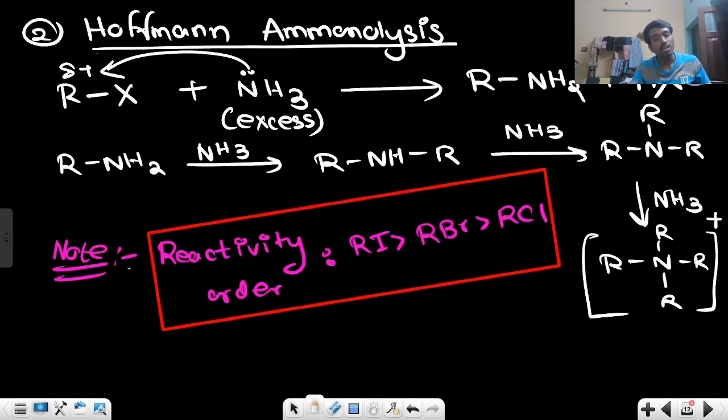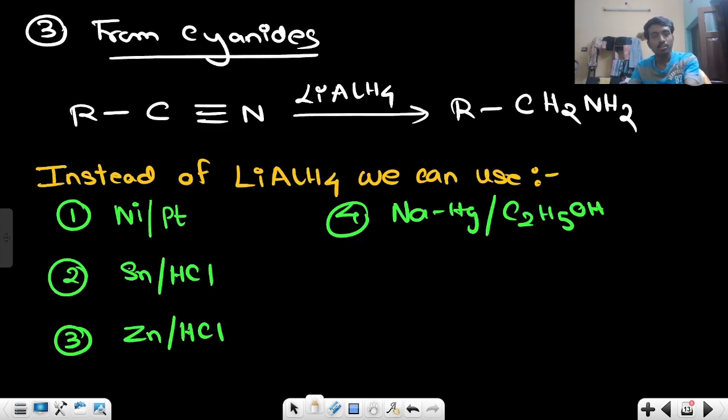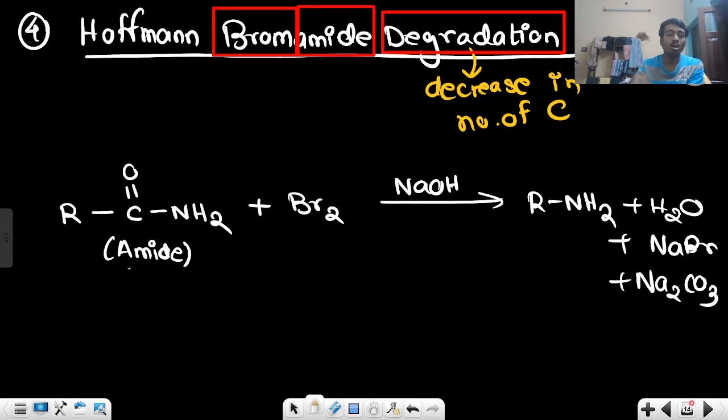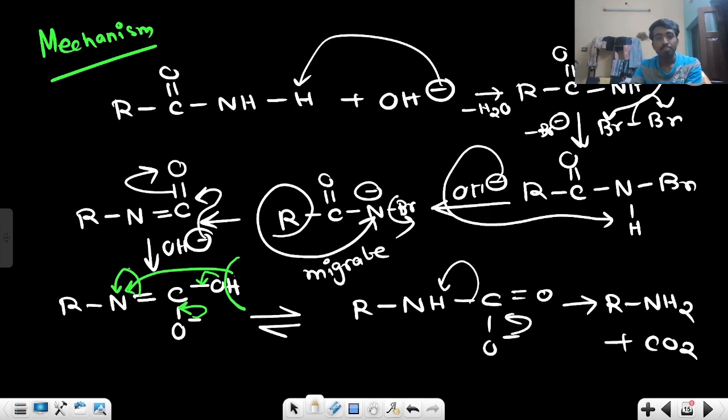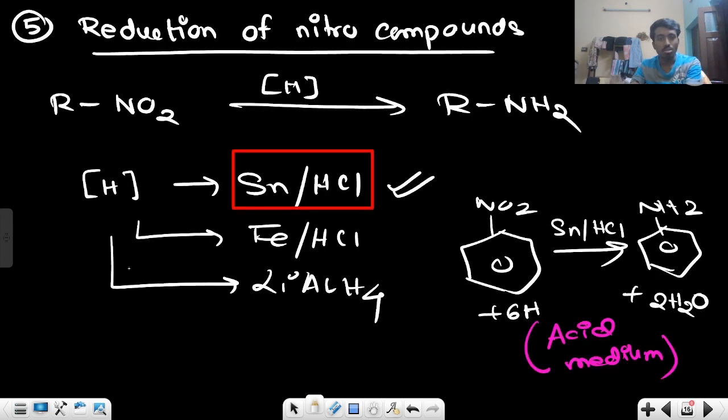Secondly, we have seen Hofmann ammonolysis. If we are using excess ammonia, then ultimately we are getting a quaternary salt. Cyanide, if you reduce a cyanide, you will get an amine, 1 degree amine. Hofmann bromamide: from amide, if you have to go to an amine, then you will use Hofmann bromamide degradation, where the reagent is Br2/NaOH. Mechanism is shown, not required.